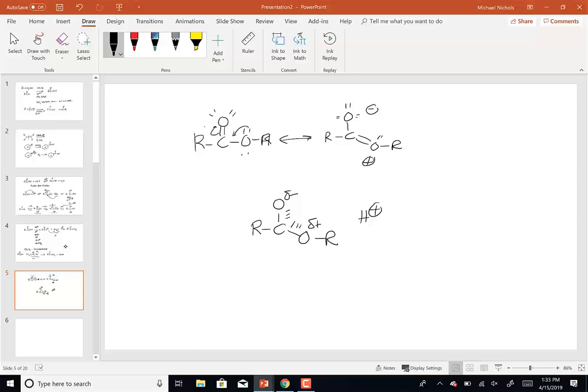Gavin? The delta minus, because it won't react with the delta positively charged oxygen. So we never protonate, actually, it could be either an R or an H. We never protonate the OH in a carboxylic acid. We never protonate the OR in an ester. Because of those two resonance structures. All right, so that's why we have to protonate the carbonyl oxygen.